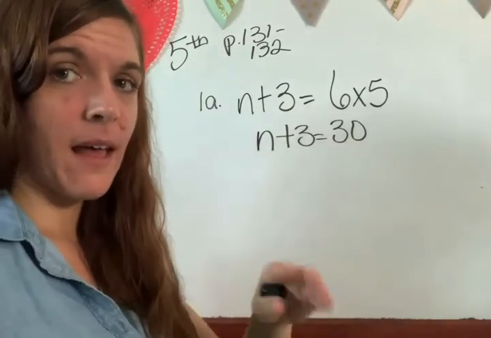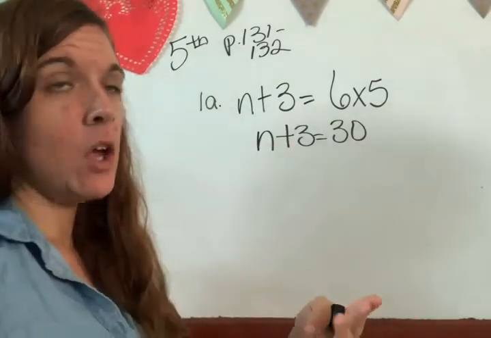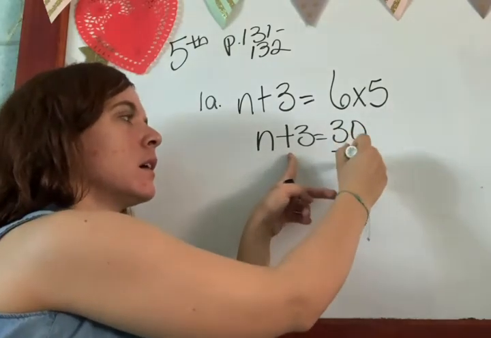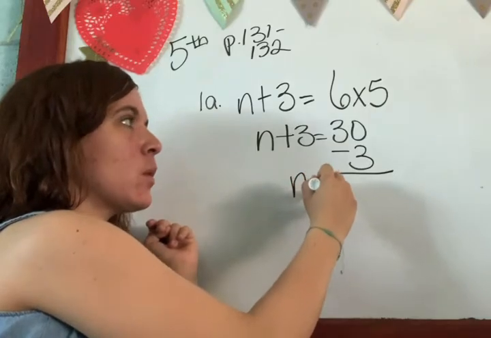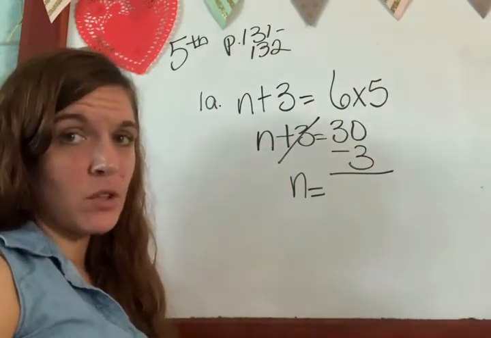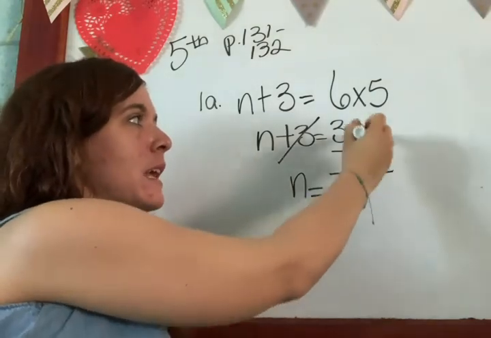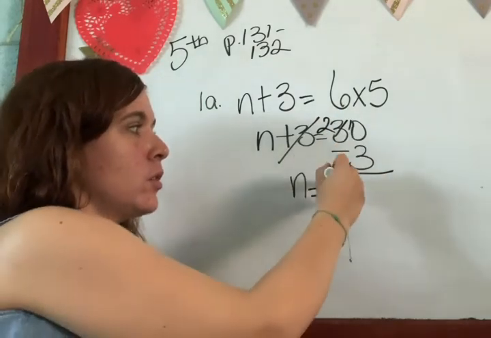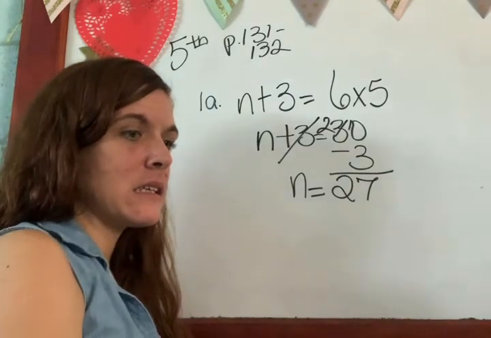Subtracting. Okay, listen to that. The opposite of adding is subtracting. The opposite of multiplying is dividing. So if this is adding, guess what we're going to do over here? Subtract. So that means n equals, we move that away, it's gone, to everything I'm doing. What's 30 minus 3? Danielito? 27. Okay, 27.